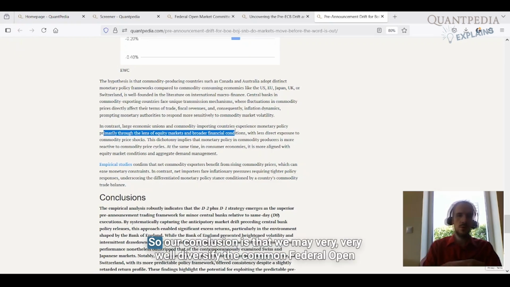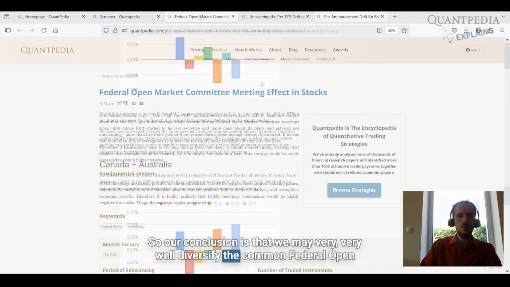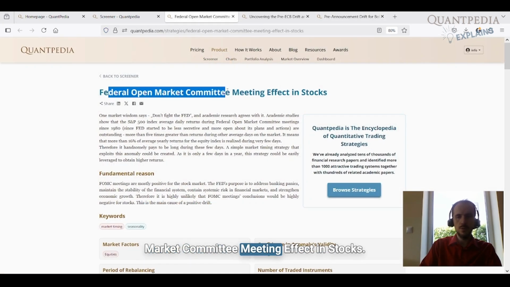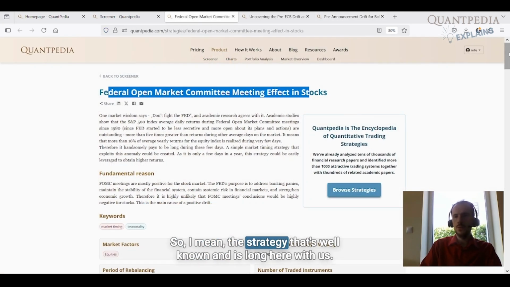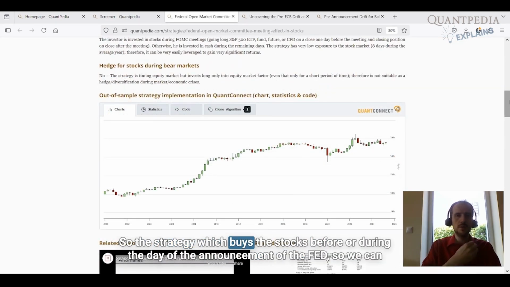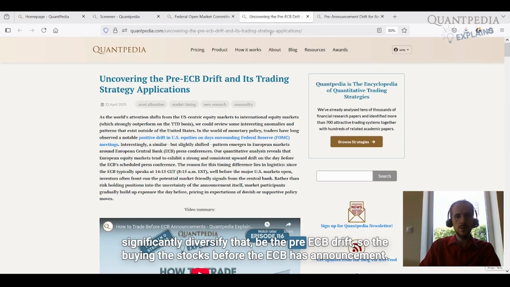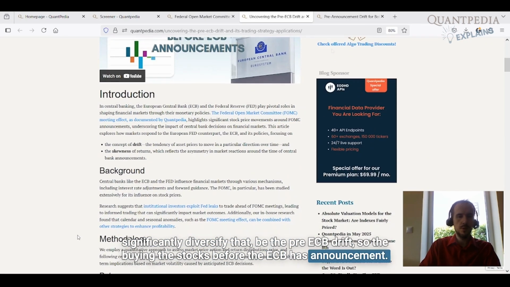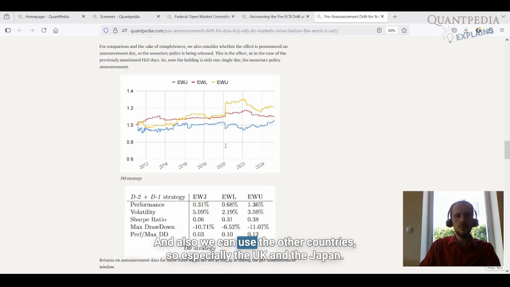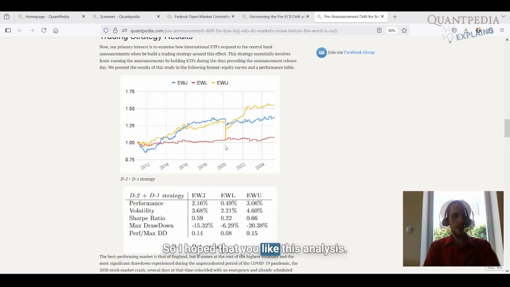What is the conclusion? Our conclusion is that we may very well diversify the common Federal Open Market Committee meeting effect in the stocks. I mean the strategy that is well known, which buys the stocks before or during the day of the announcement of the Fed. We can significantly diversify that with the pre-ECB drift, so buying the stocks before the ECB announcement, and also we can use the other countries, especially the UK and Japan. I hope that you like this analysis.